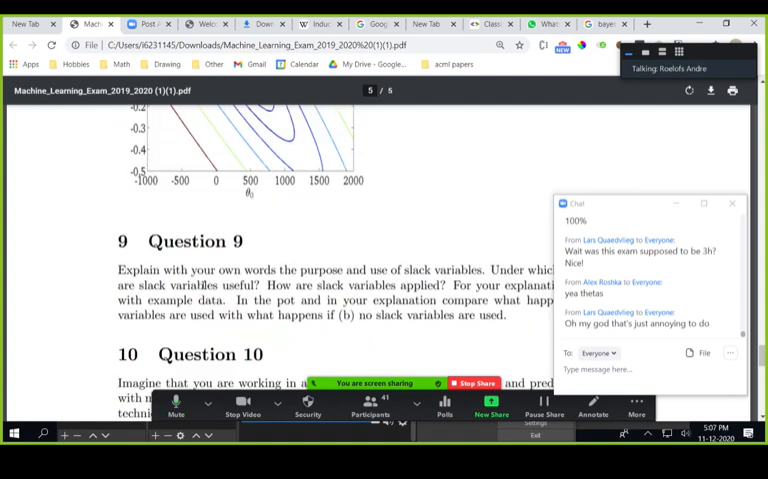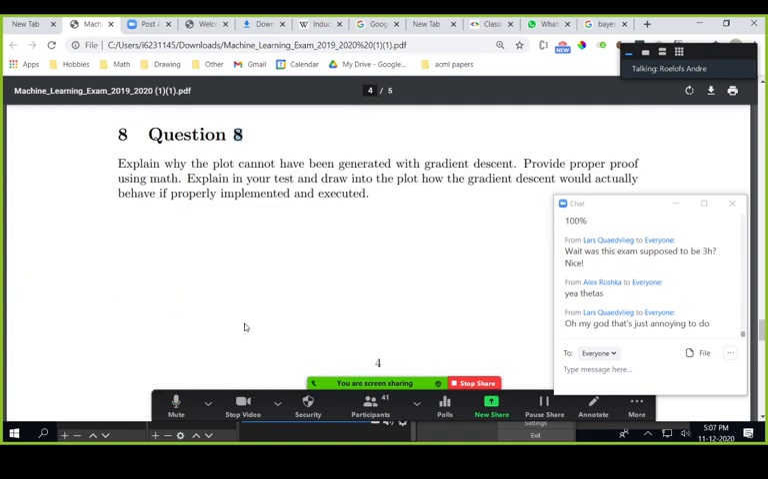Do you have any questions about particularly question 8? Why the plot was generated?